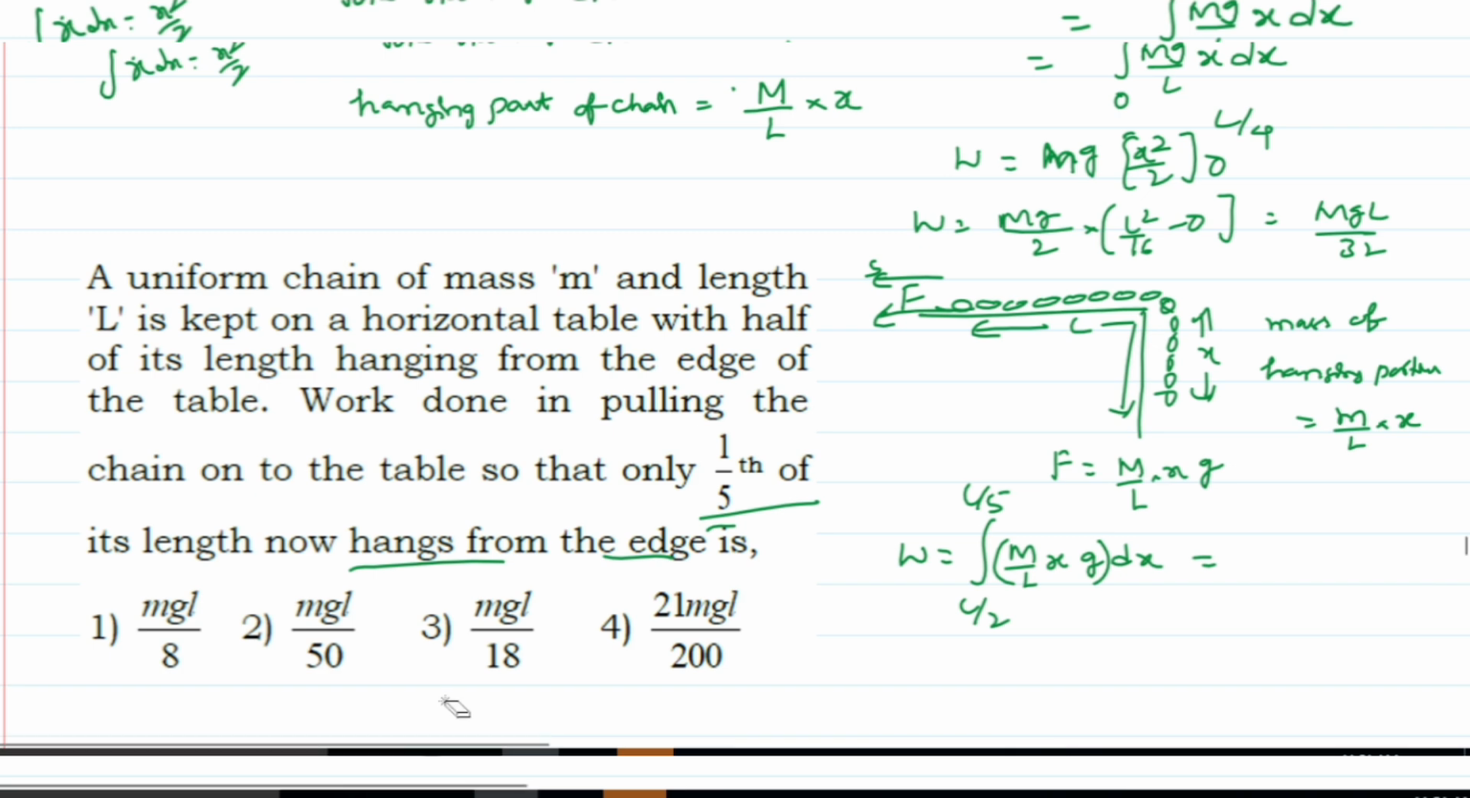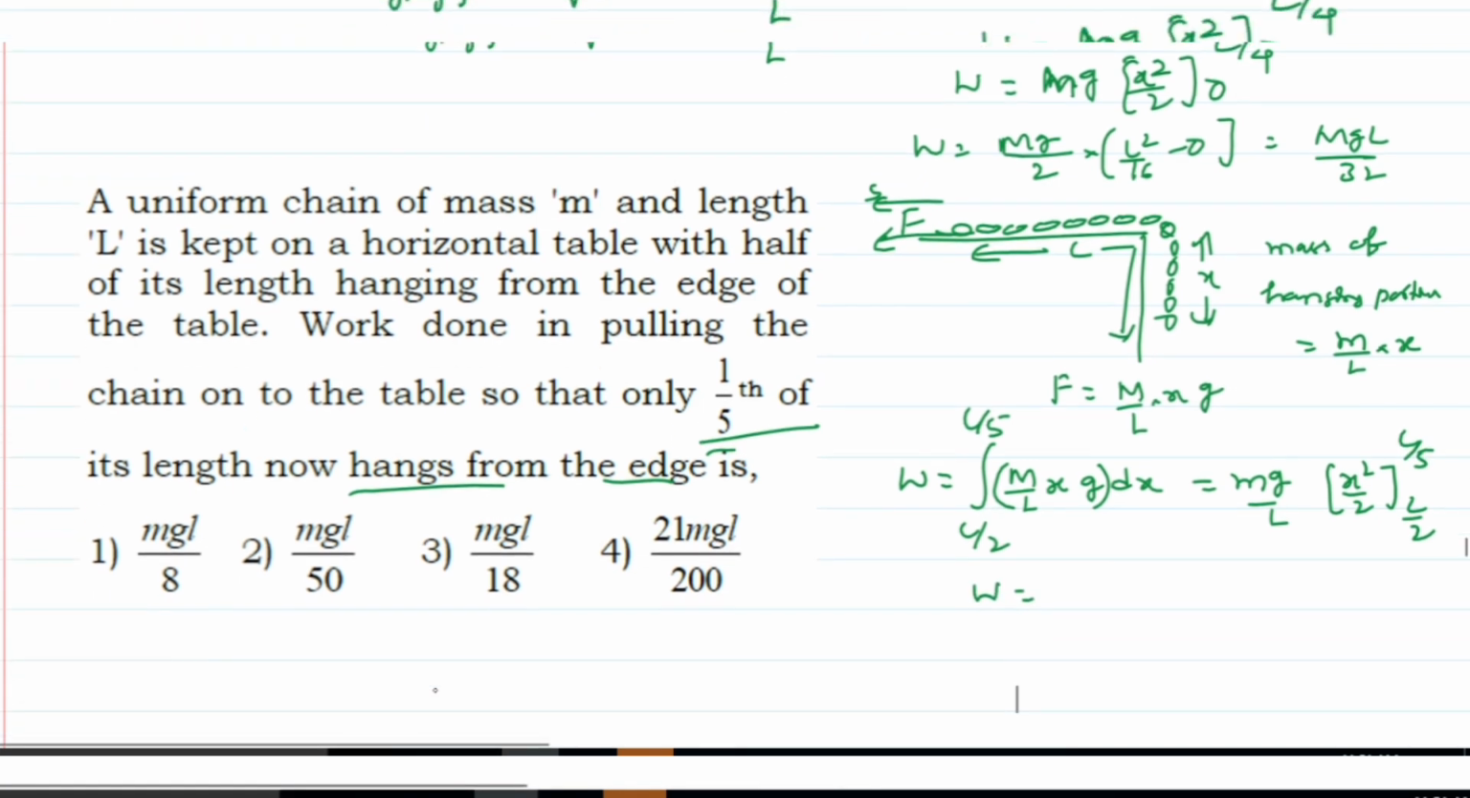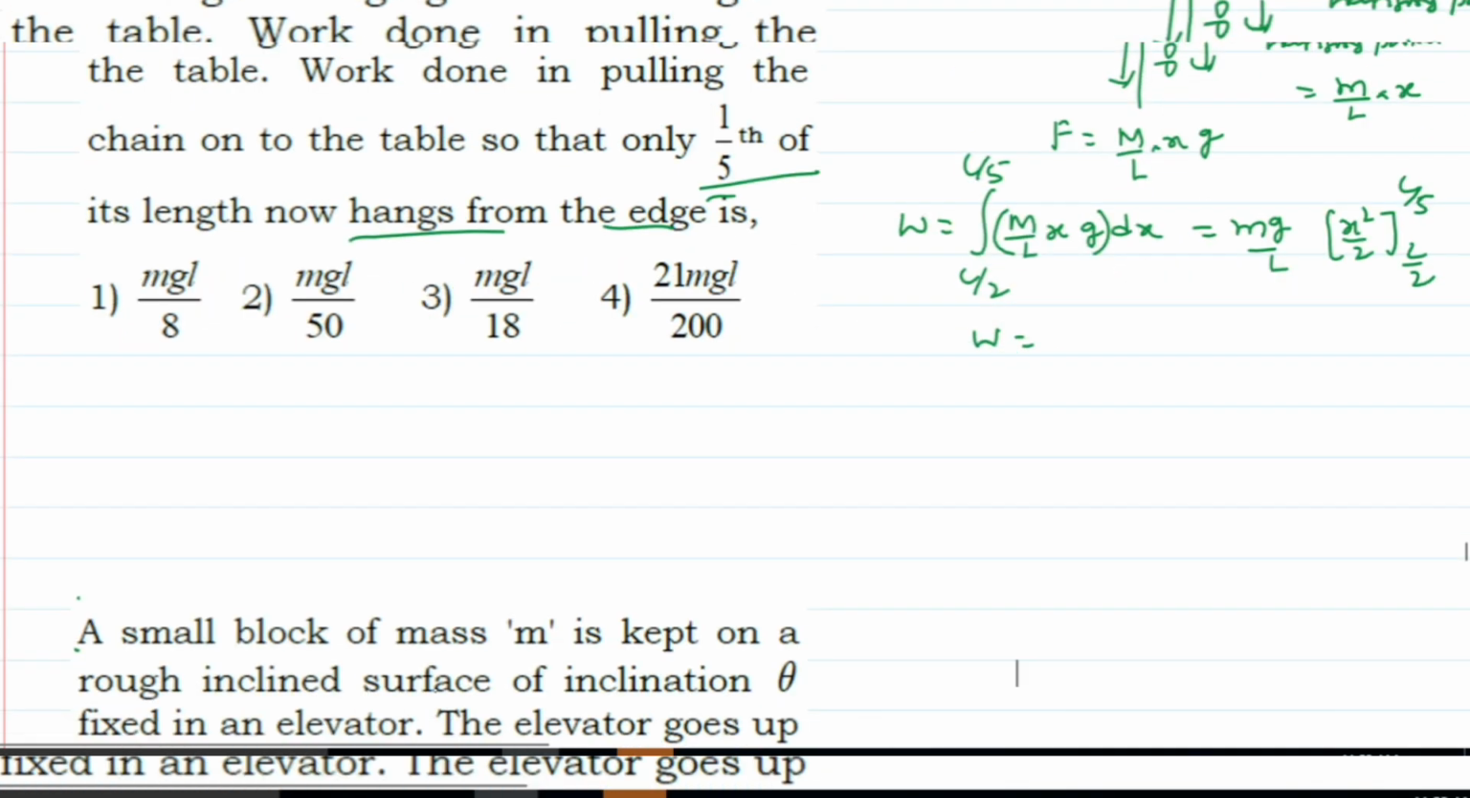So this is the mass of the body, you can take as m. You can take m into z by L into the integral of x dx, which gives x square by 2, with limits L by 5 to L by 2. Now the work done will be mg by 2L, taking 2 outside, into x square by 2. Instead of x you put the value L by 5, which becomes L square by 25, minus the lower limit value L square by 4.